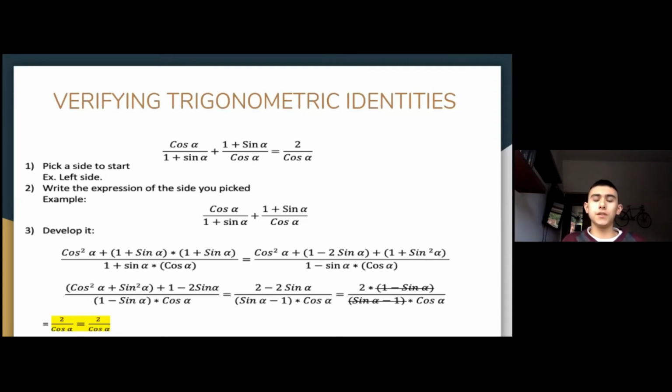Once you have picked one of the sides, the second step is to write the expression of the side you picked. For example, as we pick the left side, then we write only the left side. Then after that, you develop it until you get to the expression of the side that you didn't pick.